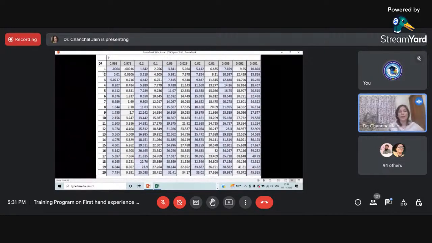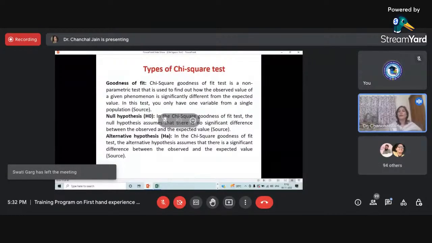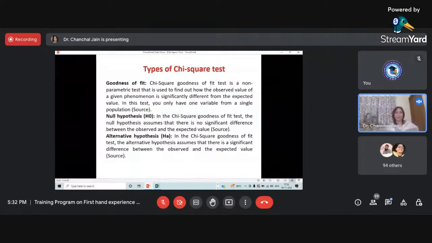And degrees of freedom depend upon your sample size. Generally, the formula for degrees of freedom is n-1, where n is the sample size. So that way you can calculate this, and the intersection point of your degrees of freedom and the level of significance will give you the value of tabulated chi-square or critical chi-square, which you can compare and make your decision whether you are accepting or rejecting the null hypothesis.